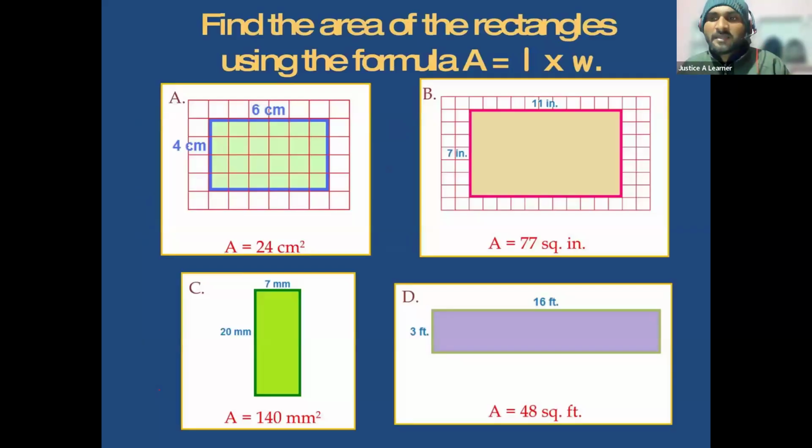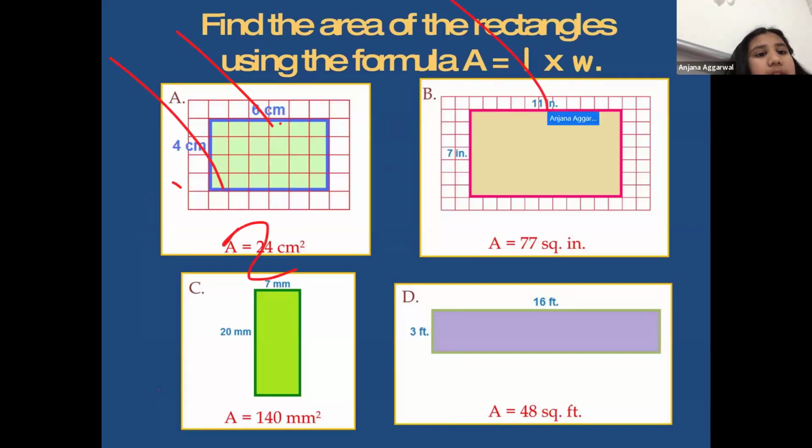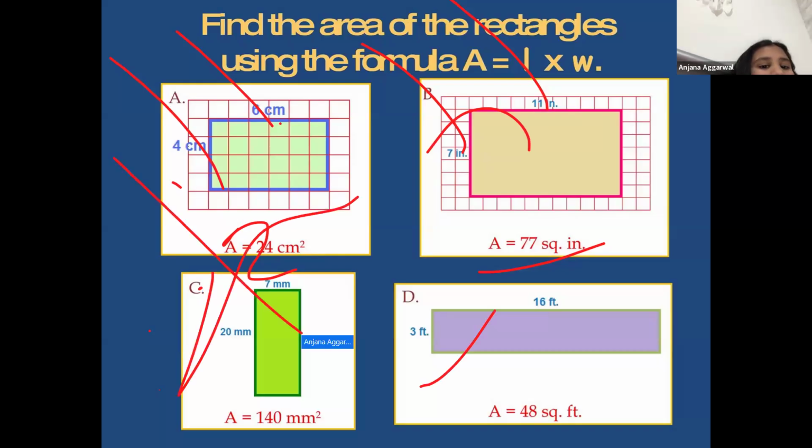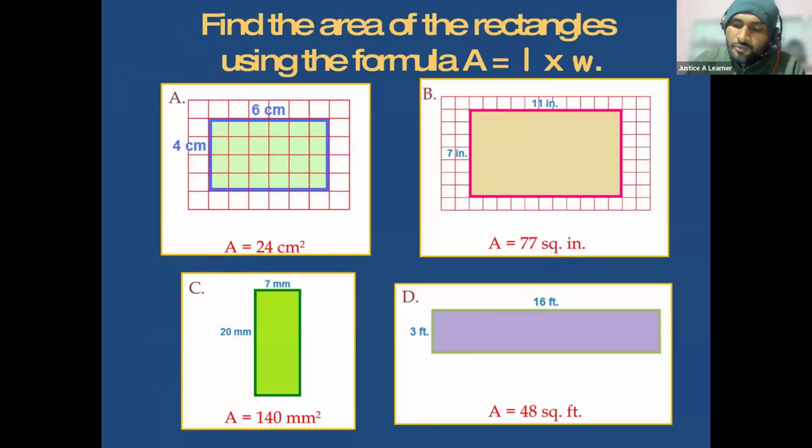Now you may explain how we found the answers. So to get the area of a rectangle, it's the length into breadth, which is 6 and 4, which is 24. 11 times 7 is 77, because you have to do the length times breadth. So length times breadth, 16 times 3 is 48. 7 times 20 is 140. And that's the answer.